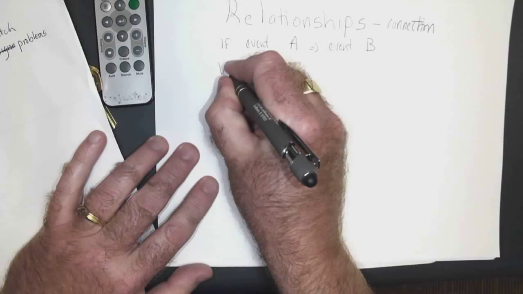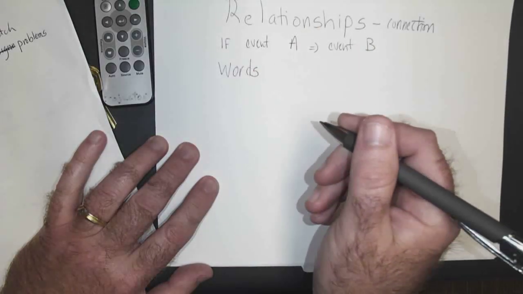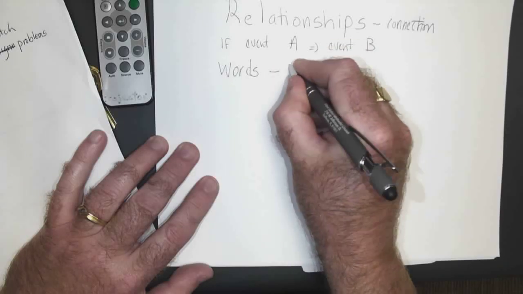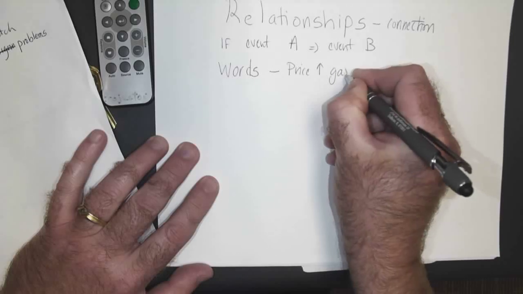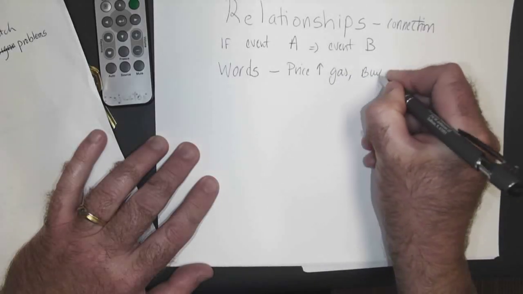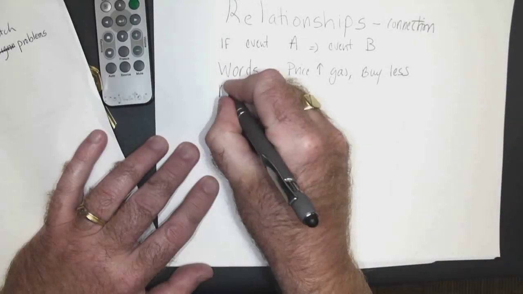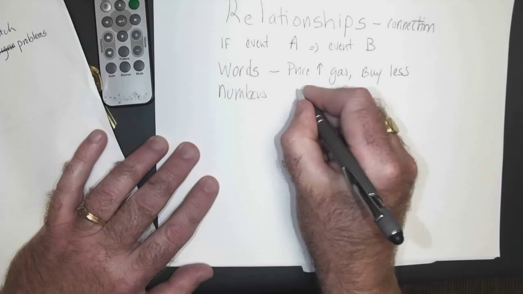So typically, relationships can actually be expressed in terms of words. Remember what I said: if the price goes up for gas, then more than likely I'm going to buy less. Okay? There's also going to be a relationship in terms of numbers.